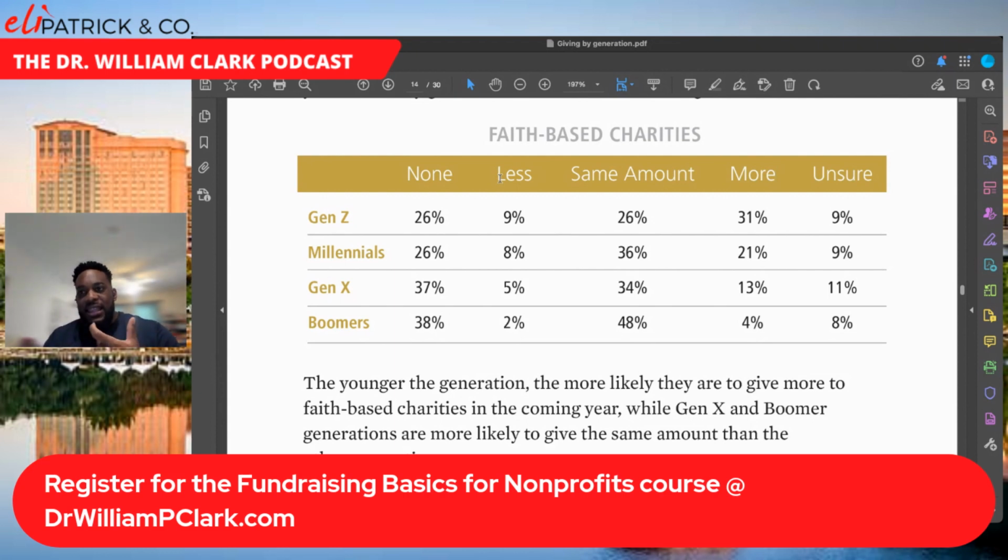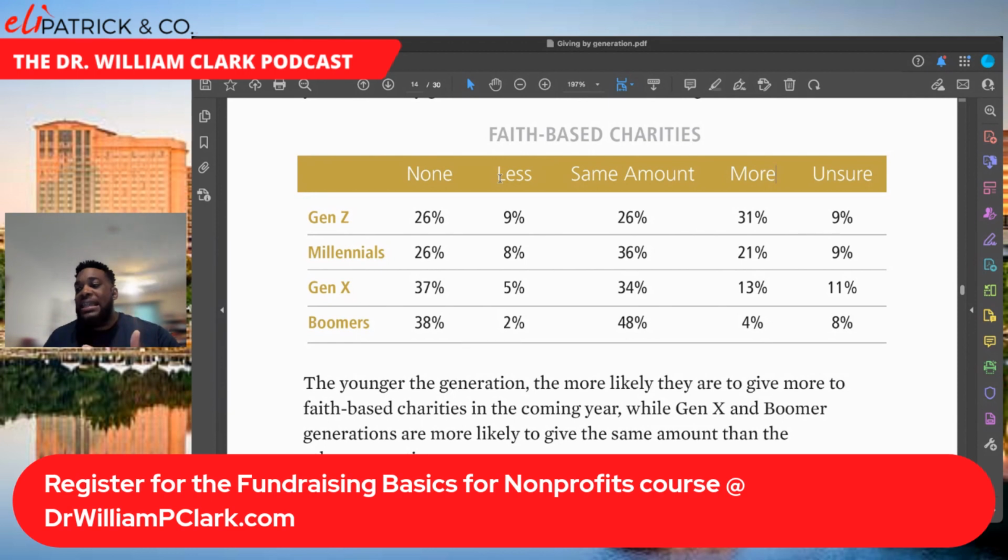But again, it might be a heavy lift for some newbies out there to pursue potential donors who have given none or less. I think it could be helpful to think about, should we focus on people who have given the same amount? Now, this is an opportunity because they're already in the mode of giving. They already have this mindset of giving. They understand the power of gifting and sharing their resources.